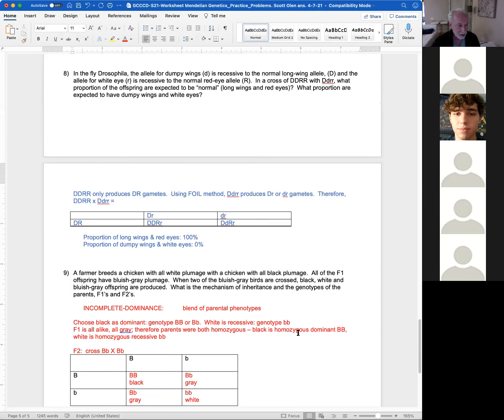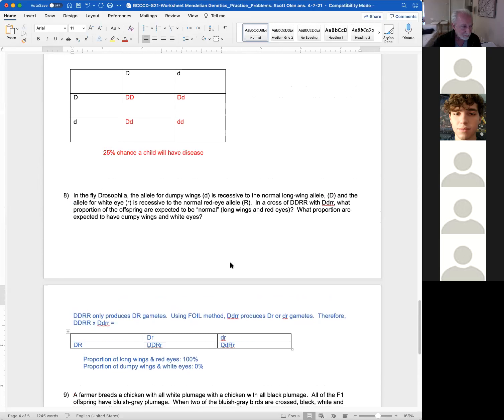Okay, so that's the last one. Let's go to this one on the fly, Drosophila. The allele for dumpy wings is little d. It's recessive to the normal long wing allele, which is big D. The allele for white eyes is recessive, and that's called little r. And the allele for red eyes is dominant, that's big R.